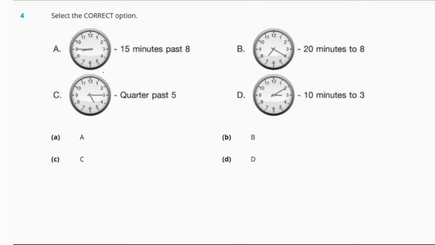Select the correct option. Okay, so now this is a question related to time, right? So first of all, we will see these clocks in all the options, and we will write the actual time that these clocks are showing us, and then we will match the given time with the statements given. Okay. So for the first one, what is the time here? Here it is 8:45, right?